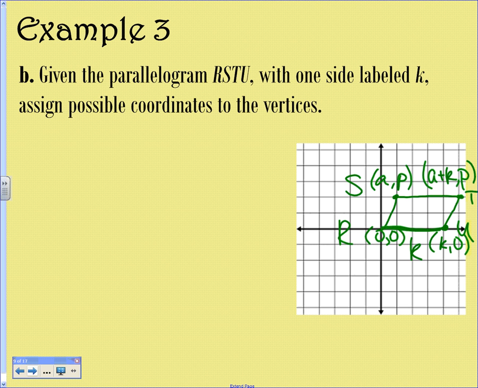Because this length here is K. So this amount is A. So we went over K, and then we went over another little bit A, and then we went up P to get there. And the R, S, T, and U don't matter. It could be any of the vertices. You just got to put them somewhere. Does that make sense?